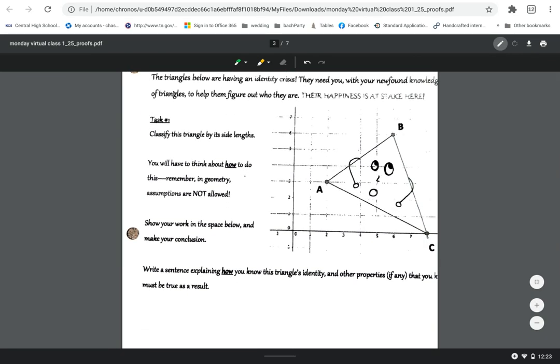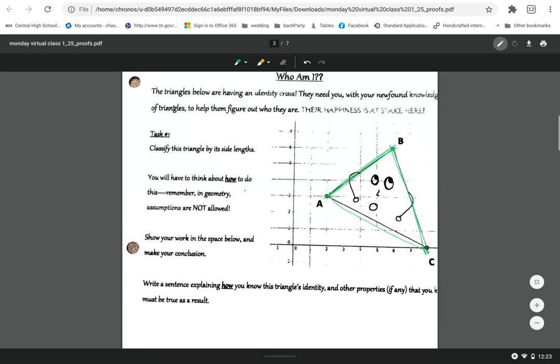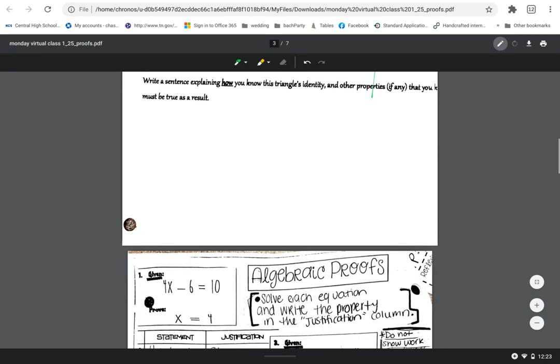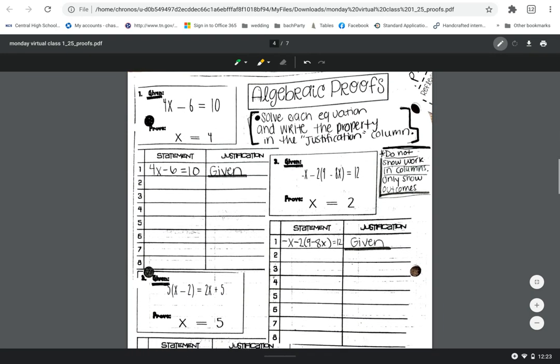You're going to do the same thing here. So you're going to use the distance formula. If you want to use the Pythagorean theorem, that's fine with me too. So this is the distance formula, and if it has all 3 different sides, then it's scalene. All right, so let's look at this.